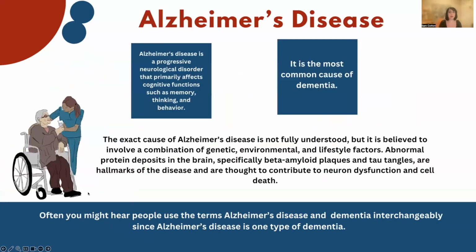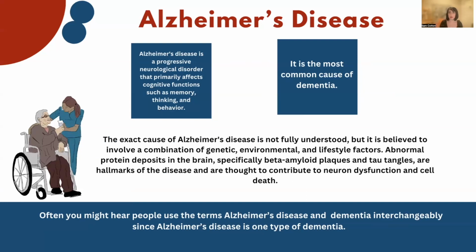So I want to make it clear to you as well that Alzheimer's disease is one type of dementia. Often you might hear people use those words interchangeably. I think this happens for a multitude of reasons. One, it is probably because Alzheimer's disease is one type, but it's also one of the most common causes of dementia. And so often people equate the two.